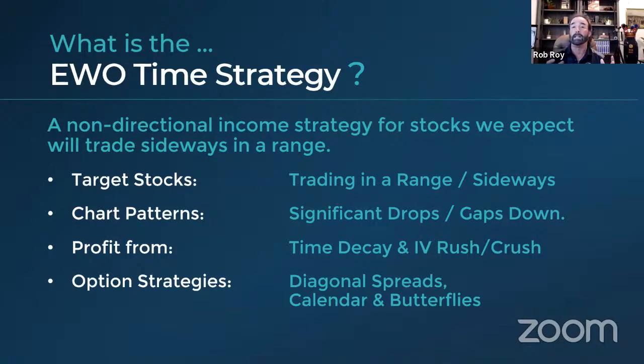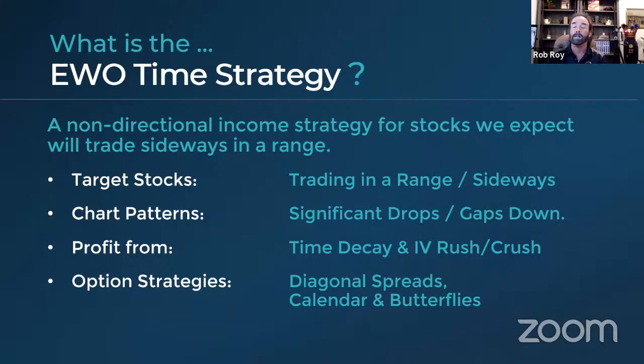Once it identifies these, it has over 300 data points the AI looks at. And then it gives us a score of what's the expectation of that stock staying within one standard deviation following the drop. If it does, then we can put on one of those strategies that you can see there, a diagonal spread, a calendar, a butterfly. Those strategies are all combinations of long options and short options. And the short options, that's where you capture that volatility spike on the drop.